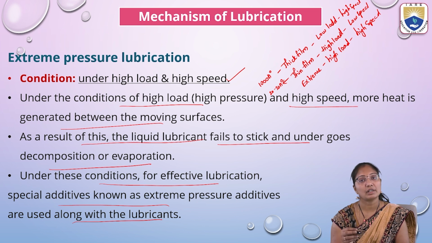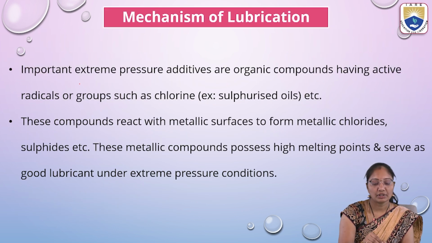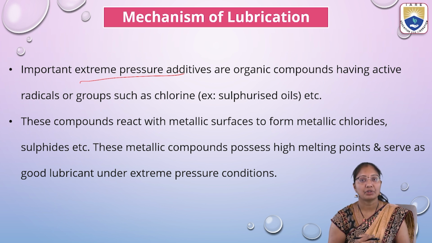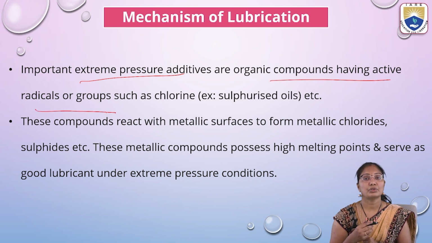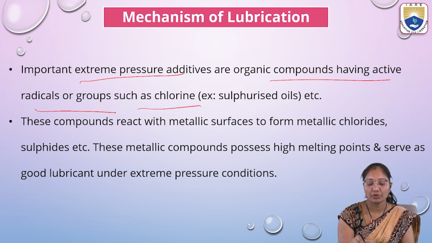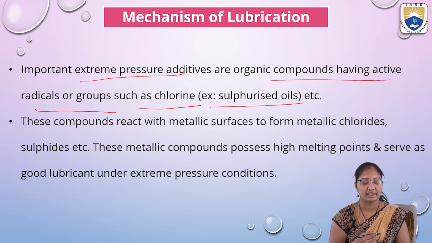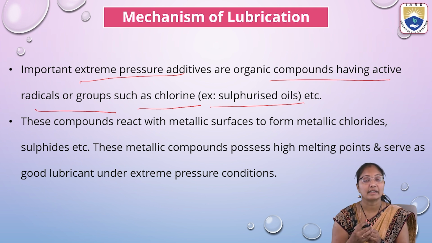The extreme pressure additives are added to the lubricants. The important extreme pressure additives are organic compounds having active radicals. Active radicals are groups which are active and ready to react, such as chlorine, for example sulfurized oils, etc. So active groups such as chlorine have to be added as an extreme pressure additive to the lubricants.